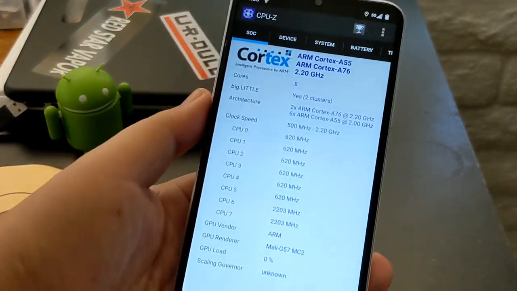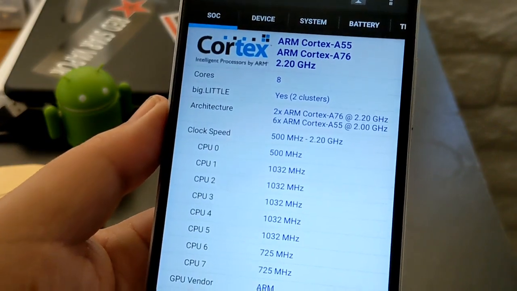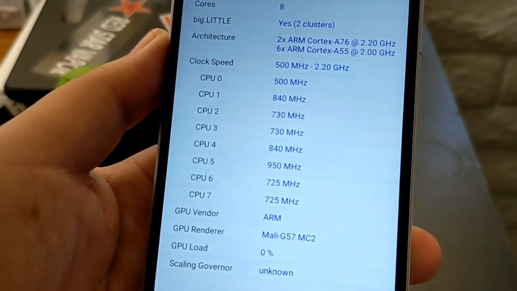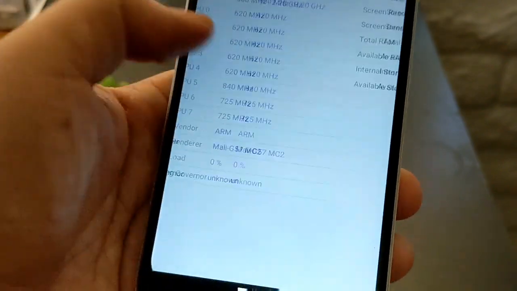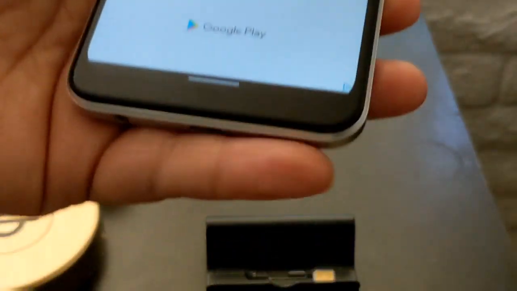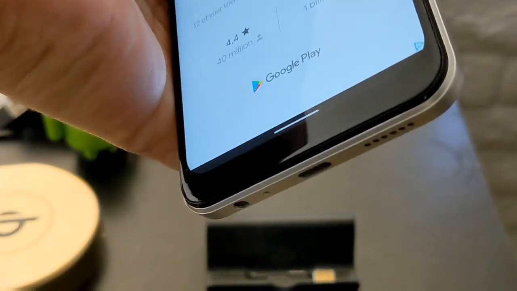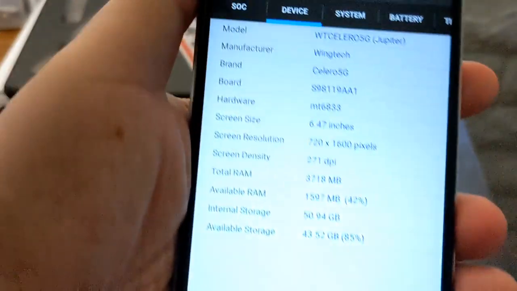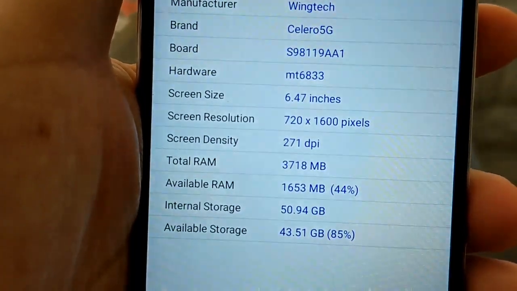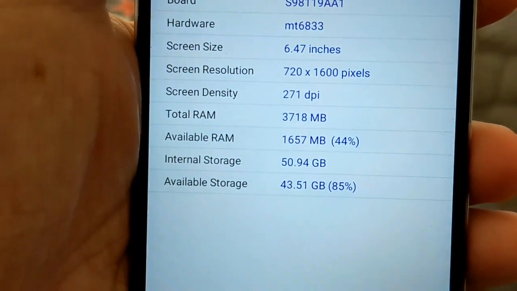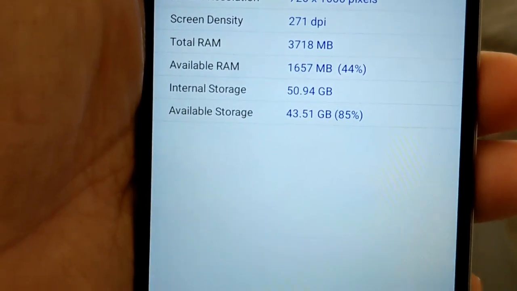Specification-wise, what I was able to find out using CPU-Z is that the Celero 5G uses a MediaTek processor, the MT6833. So that is a hardware chip that is inside the device. It also has 64 gigs of internal storage with 4 gigabytes of RAM. It's got a 4,000 milliamp hour battery. It's running Android 11. And that is pretty much the specifications.